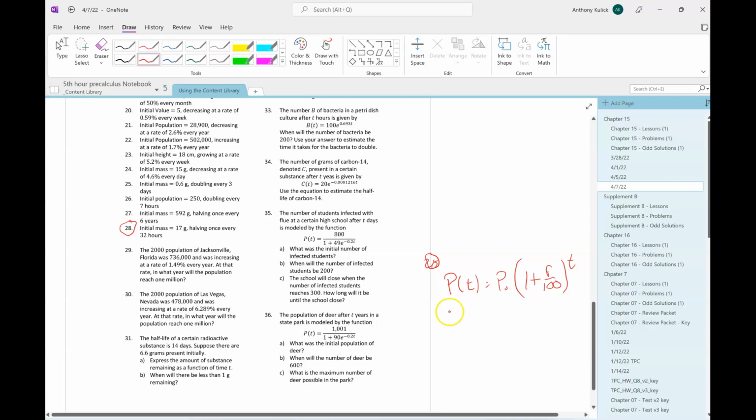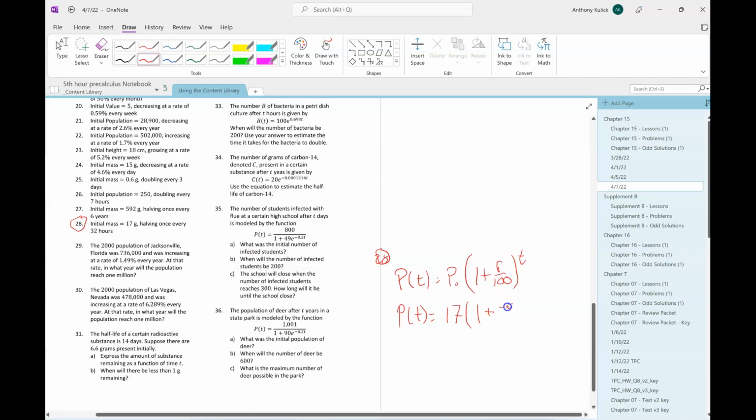Okay. So our initial amount is 17. Since it's halving, the value for R is, there's a sale and it's half off. What percentage? 50%. But since it's off, it should be negative 50%. Very good.